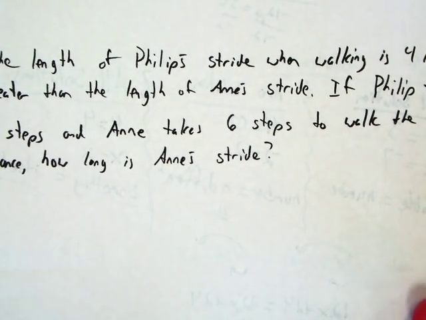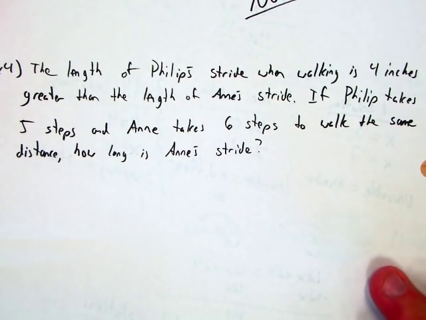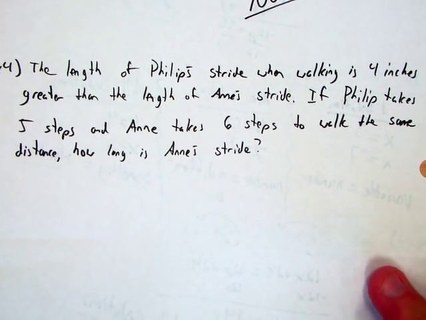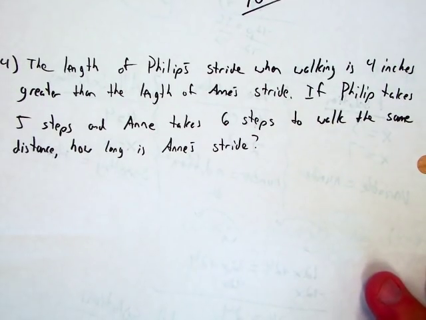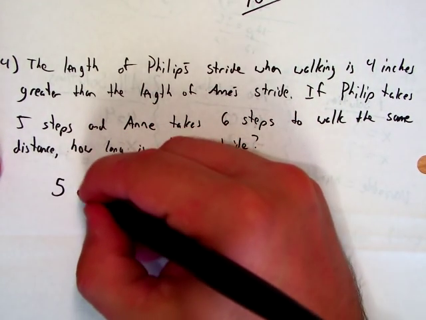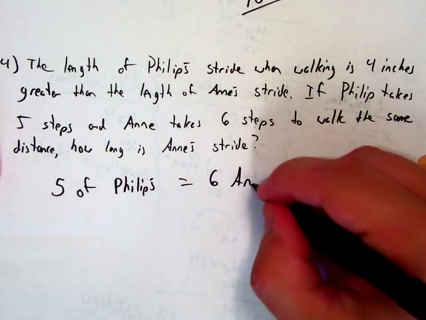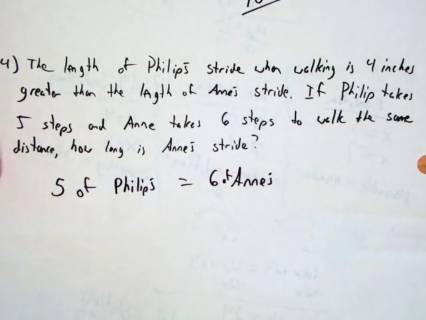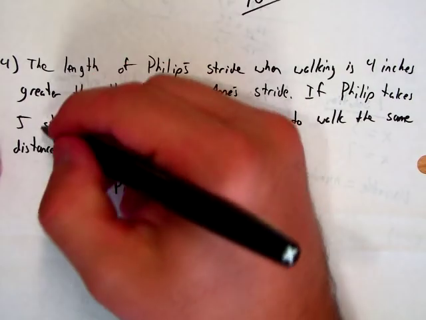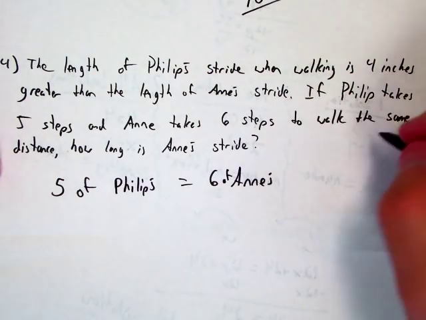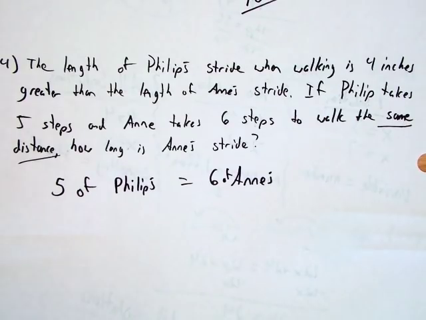And example 4, a word problem. So it says the length of Philip's stride when walking is 4 inches greater than the length of Anne's stride. If Philip takes 5 steps and Anne takes 6 steps to walk the same distance, how long is Anne's stride? So if I start looking at this, I have 5 of Philip's is equal to 6 of Anne's. We know that because it says Philip takes 5 steps and Anne takes 6 steps to walk the same distance, which means that they are at the same point after 5 and 6 steps.